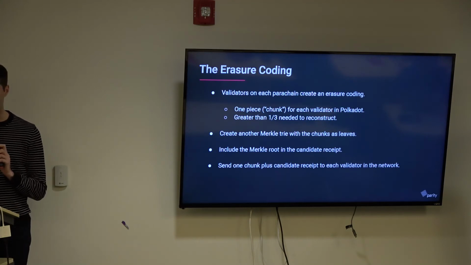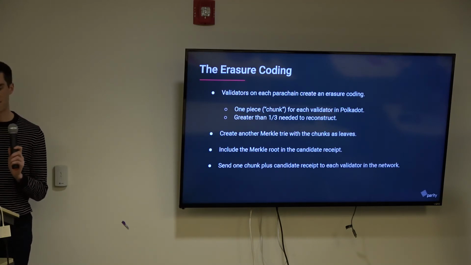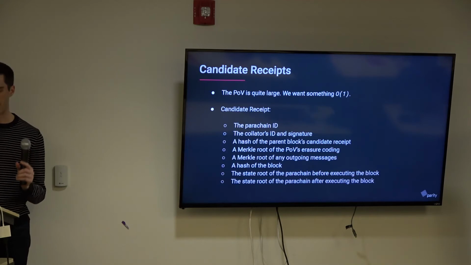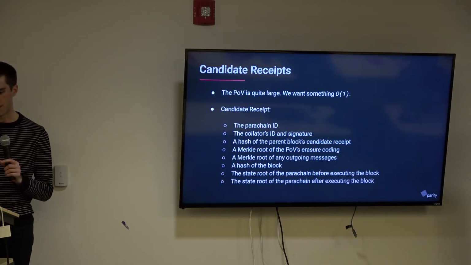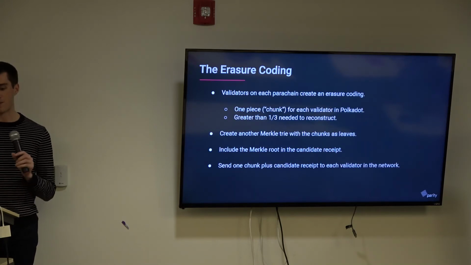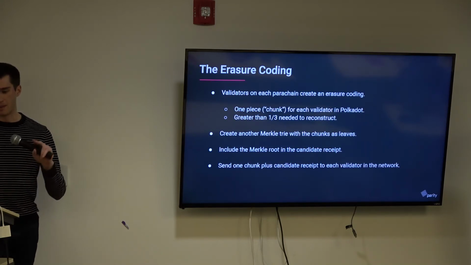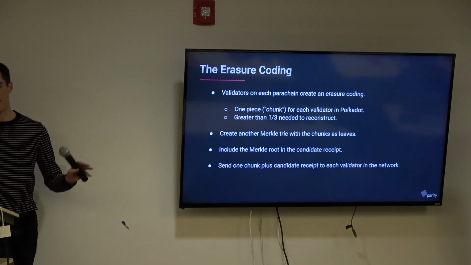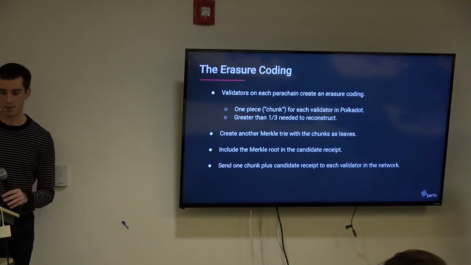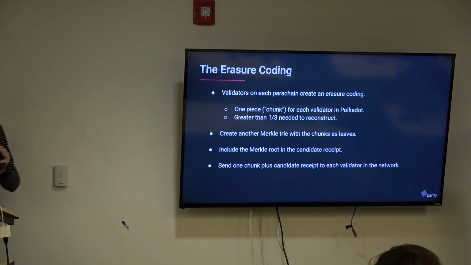Anyway, so then we take the Merkle root of that tree and we put it into the candidate receipt. So that's this thing, the fourth one, the erasure coding. We take the Merkle root of that, and then we gossip this out to the network. The candidate receipt gets gossiped, the chunks go more directly.